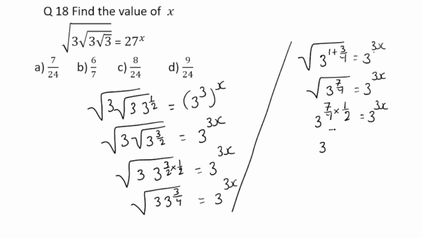7 multiply 1, 7. 4 multiply 2, 8. 3 to the power 7 over 8 equals 3 to the power 3x. Now we have same base. If base are same, power should be equal. 7 over 8 equals 3x. Now cross multiply. 7 equals 8 multiply 3, 24x. X equals 7 over 24. The answer is A, 7 over 24.